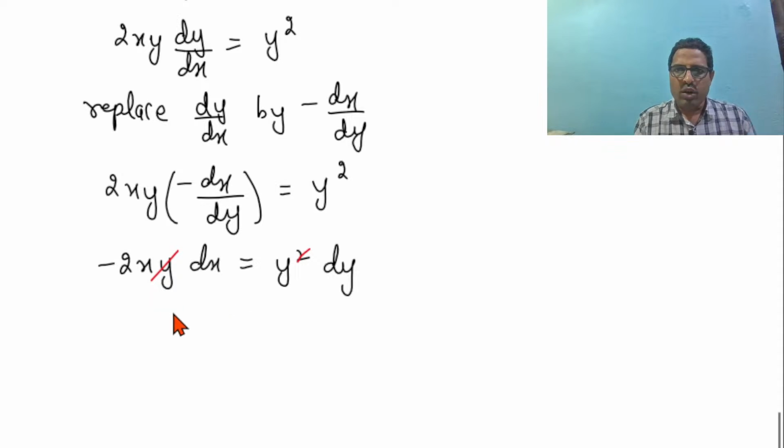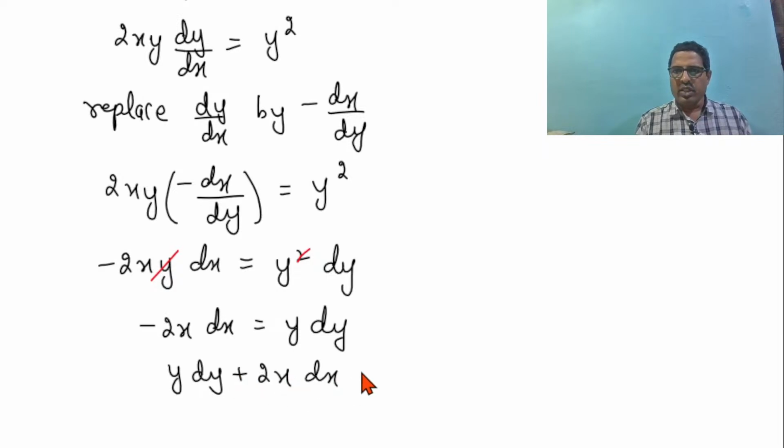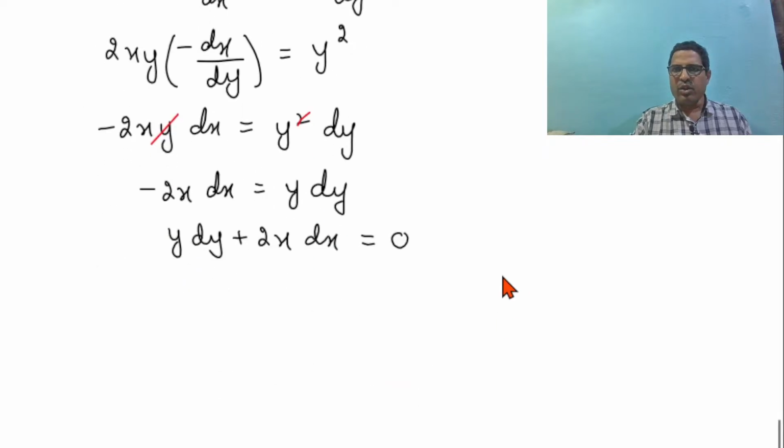So what is left? You are left with minus 2x dx is equal to y dy. Or if you want, you can take the 2x to the other side and write y dy plus 2x dx is equal to 0, since the minus sign becomes plus when it goes to the other side. Now just integrate this on both sides, because it is in variable separable form.